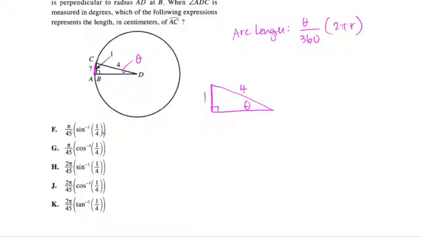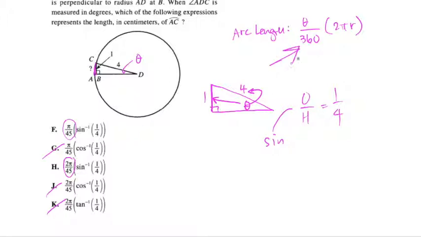And what you'll notice in the answer choices is all of them have 1/4. Well, what is 1/4? When we're looking at this theta, that's opposite over hypotenuse. 1/4. Opposite over hypotenuse. What is that? That's sine. So we know it's going to be F or H. So the question is, is it pi over 45 or is it 2 pi over 45?